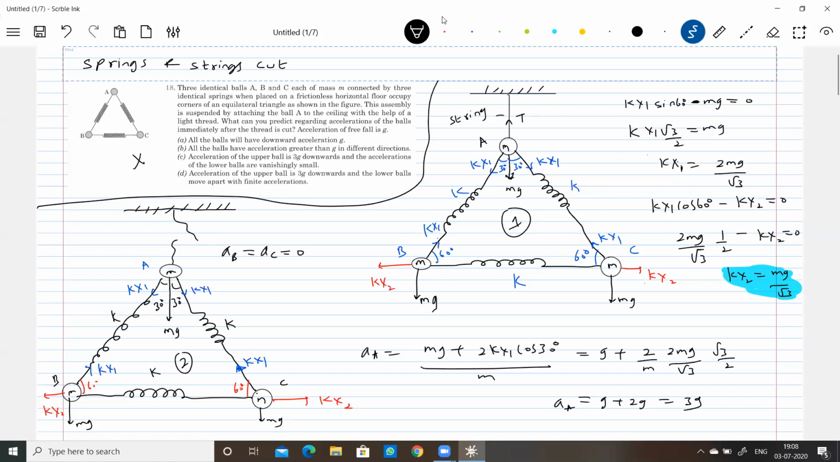Vanishingly small means almost equal to 0. The interpretation you have to do like this here. Directly, you do one thing. Most of you are unable to understand the situation itself. So let the diagram be this one. I am giving that this is the situation. Okay, now I'm going to cut the string. Tell me what will happen. Fine.